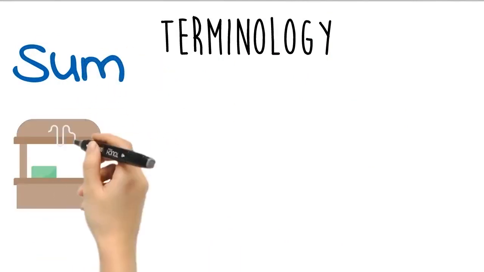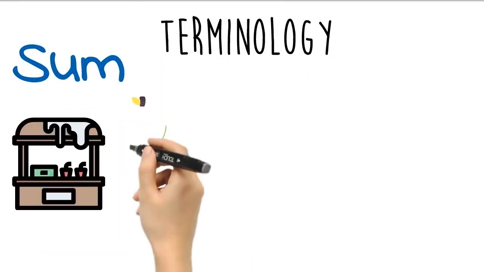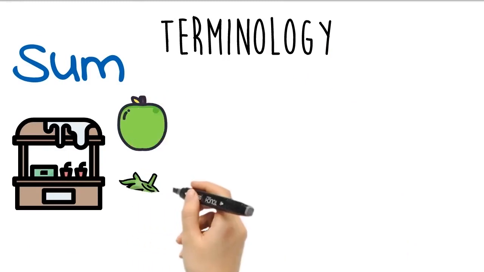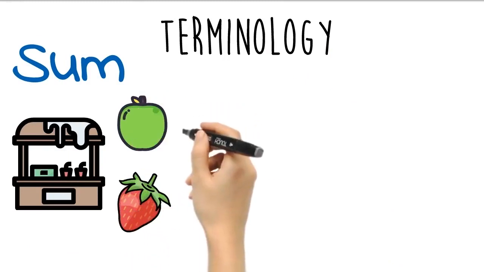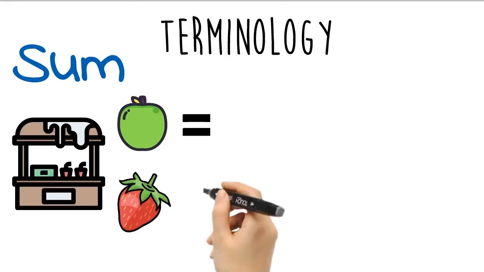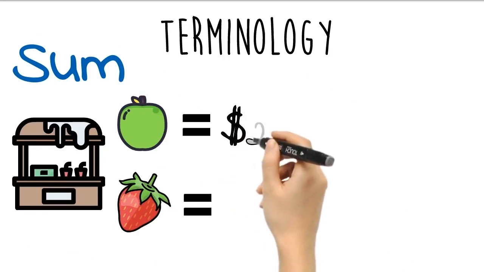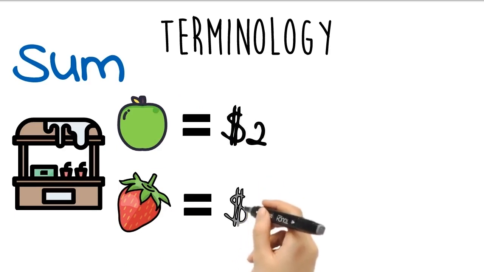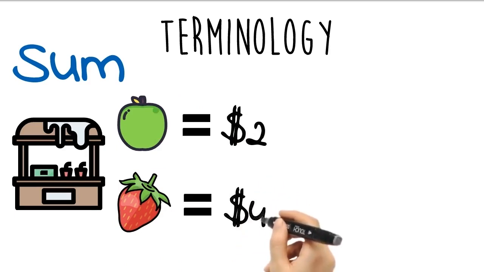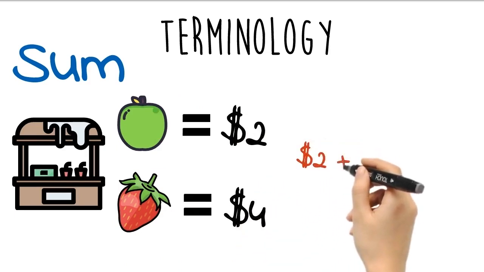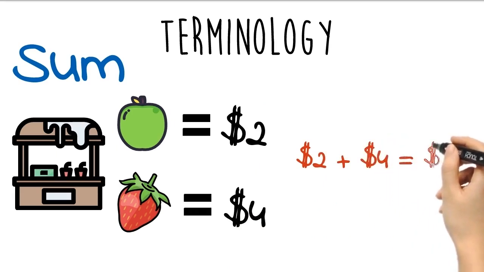When we say the sum of two things, this means that we add them together. For example, if we say, what is the sum of the total cost of an apple and a strawberry? If the apple costs $2 and the strawberry costs $4, then to work out the total sum, you would need to add $2 and $4 together, which will give you a total of $6.